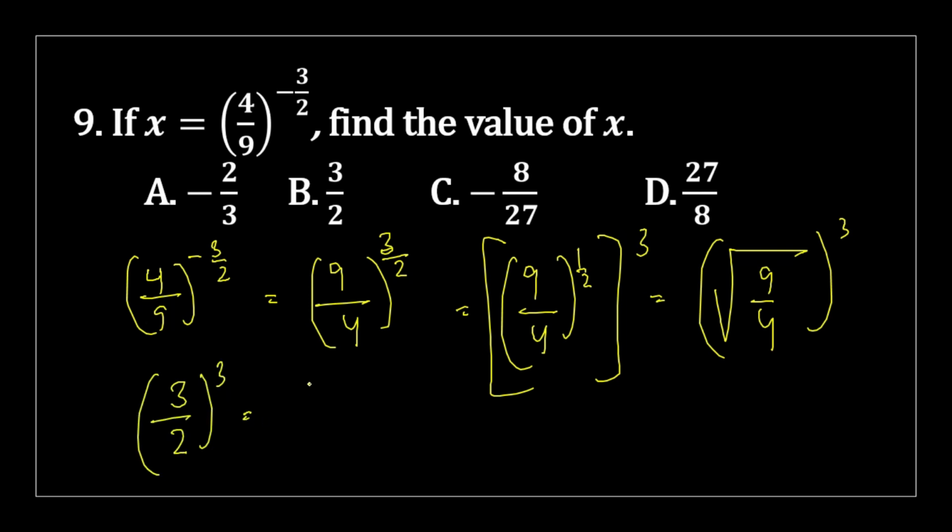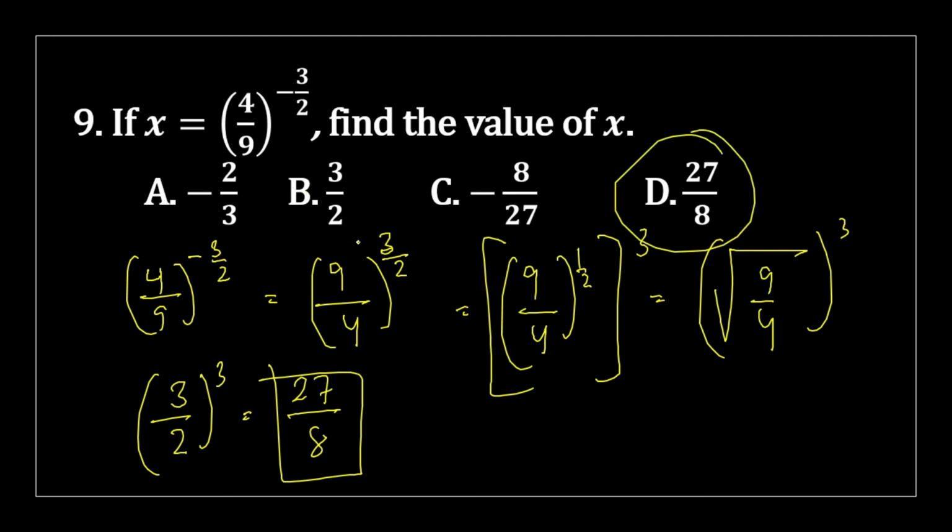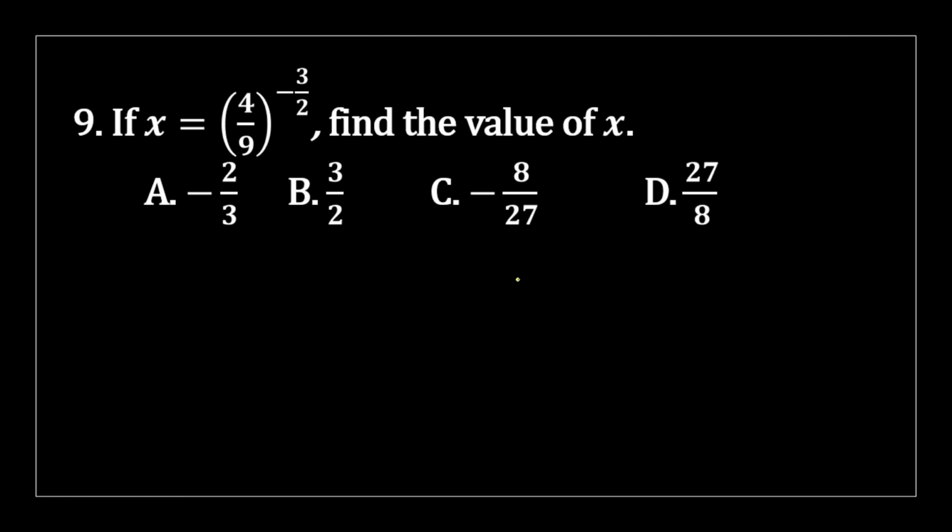3 raised to 3 is 27, and 2 raised to 3 is equal to 8. So the answer is 27 over 8, and that is letter D.